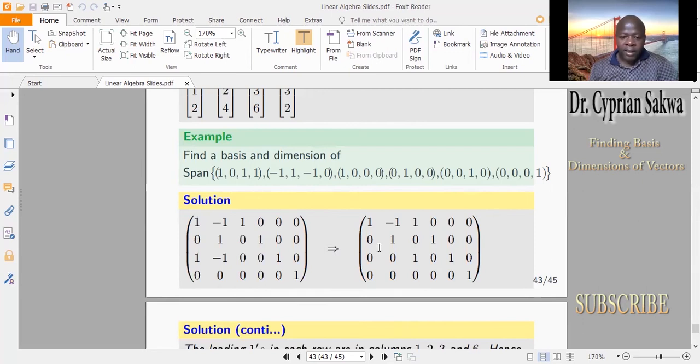As I've said, we can decide to write in column form. So that's what I did here. This vector, I put it... so let me see. Find the basis and dimension of this. So which one did I arrange here? Did I arrange in column form? No. Not arranged in column form. So let's just do it and see.